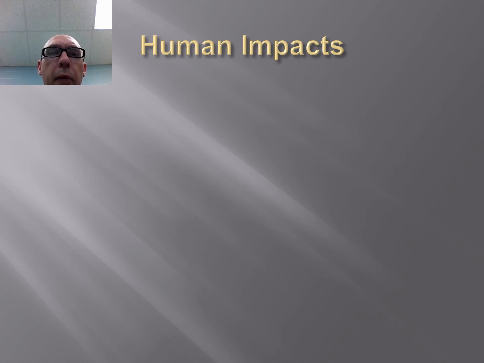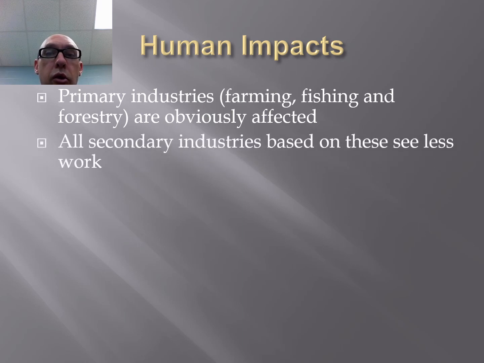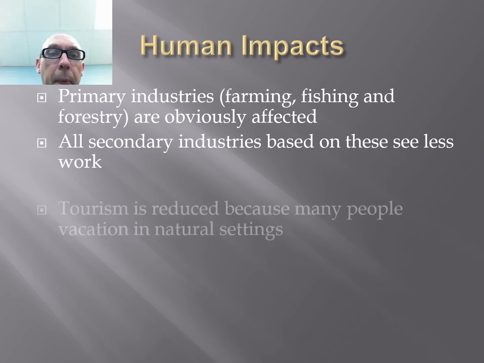Now let's look at the human impacts. So back from your grade 9 geography, primary industries, the ones that are directly affected are things like farming, because they're based on the plants and animals, fishing, because obviously the perch and pike, and forestry, because any of the trees, any of those are directly affected, so those primary industries are the first hit. All the secondary industries based on these, so anything to do with processing food, processing fish, doing something to make lumber, all those types of industries, they're just going to see less work because there's less raw materials to work from.